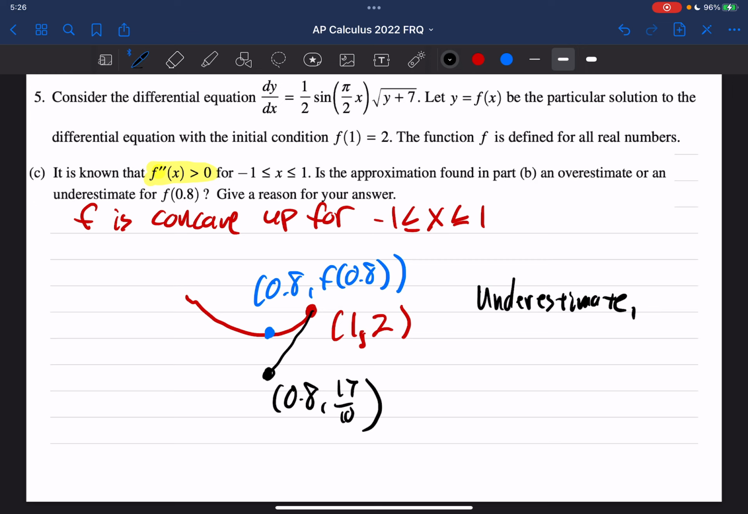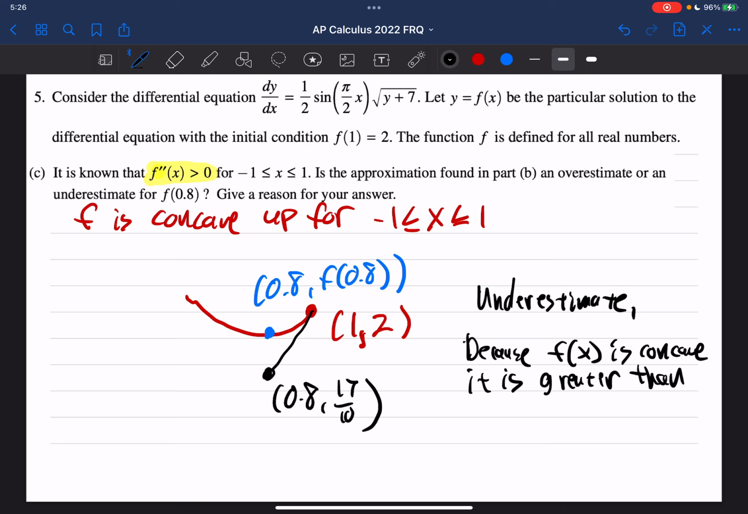But now we have to say why. Because f of x is concave up, it is greater than the tangent line. And we probably have to say for the interval negative 1 less than or equal to x less than or equal to 1, which works because that is our estimate at 0.8.